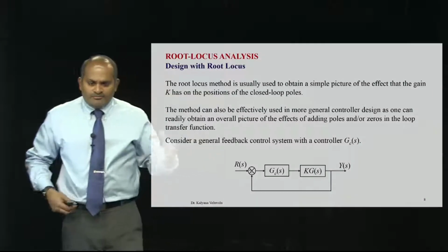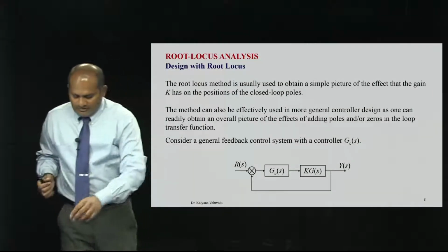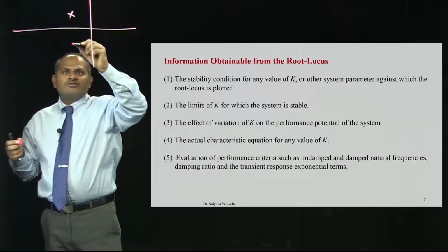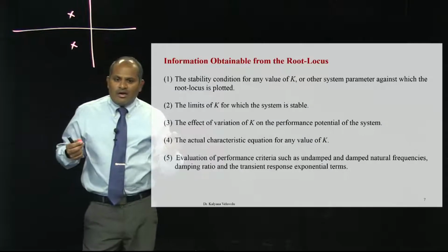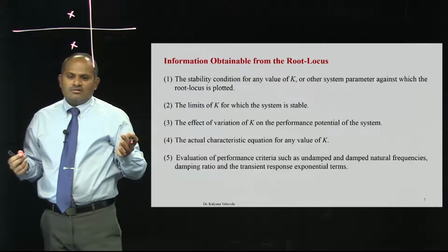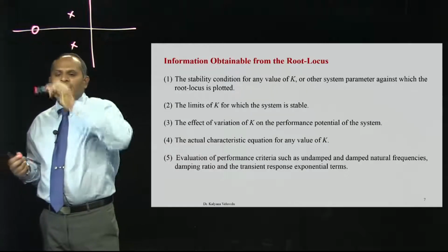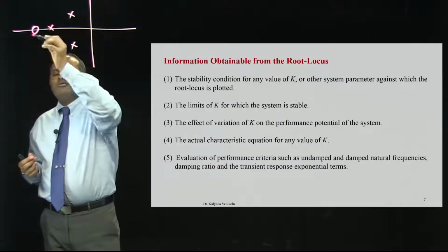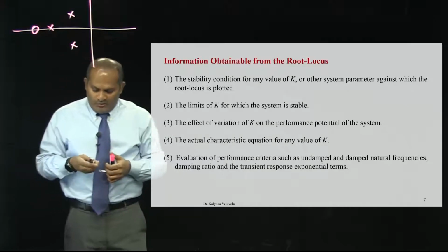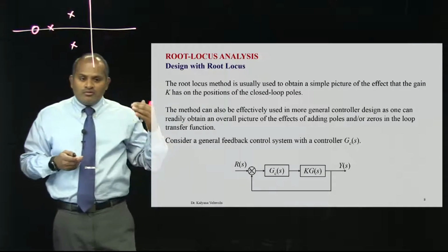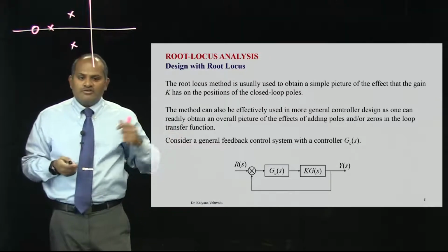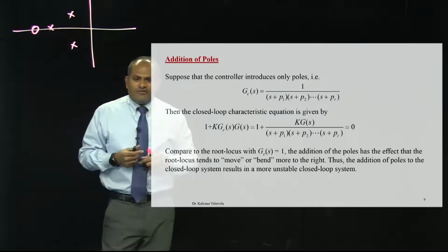So we want to know, when I have a system, like let us say I have two poles, what happens to this root locus when I add a zero, when I add a pole? How does the root locus change? This is a very interesting topic. We are going to see how the root locus changes with the addition of poles and zeros. So, addition of poles.